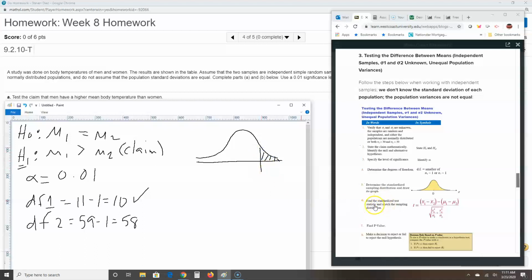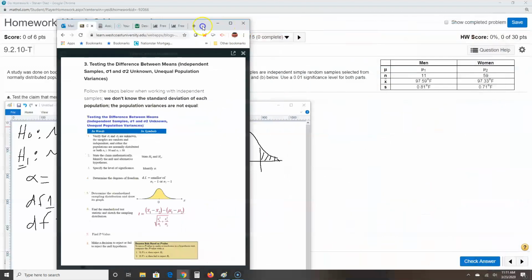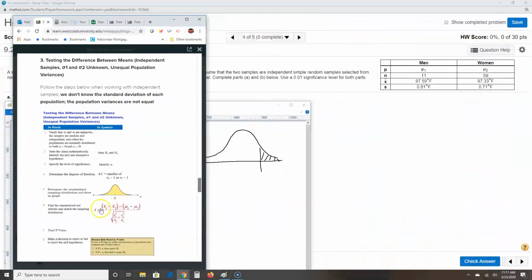Step 6, that's when I have to calculate what is called the test statistic. So I'm using this formula. So I'm going to find t equal. Now to find t, what I'm going to do is move this to the side. I need to plug into this formula all the information that I have here.